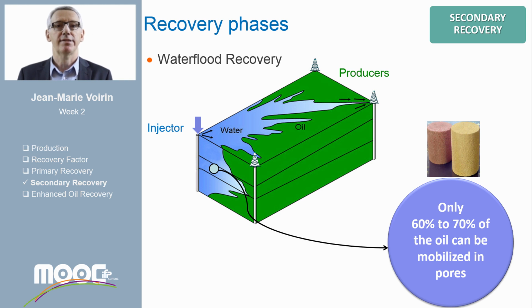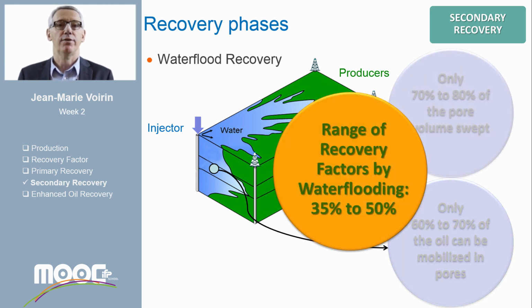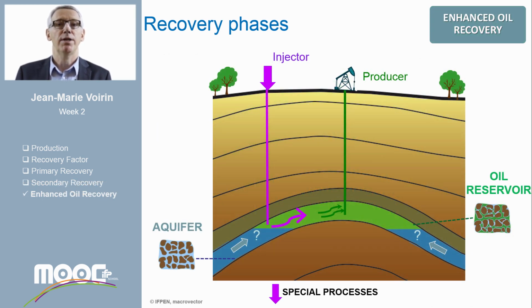When combining these effects and taking into account the fact that some compartments of the field may not be drained by any well, the recovery factor achieved by water flooding ranges from 35 to 50%. It means that more than 50% of the oil in place will still remain in the ground. Only the implementation of special processes called enhanced oil recovery, or EOR, will, in some instances, be applicable to significantly increase the recovery factor by another step.